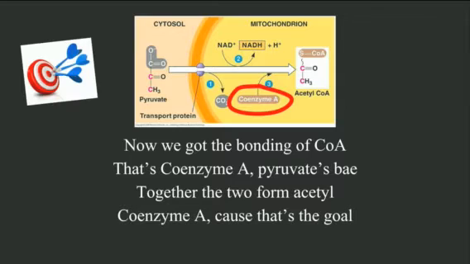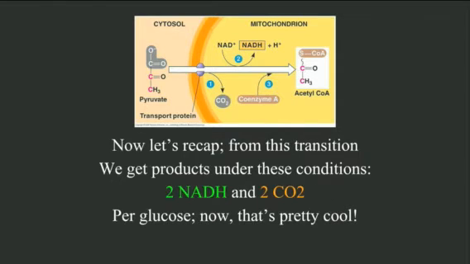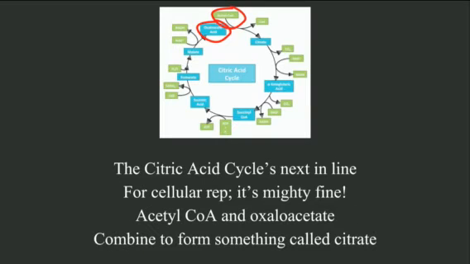Now we got the bonding of CoA, that's coenzyme A, to pyruvate's B. Together the 2 form acetyl coenzyme A, cause that's the goal. Now let's recap from this transition. We get products under these conditions: 2 NADH and 2 CO2 per glucose. Now that's pretty cool. The citric acid cycle's next in line. For cellular rep, it's mighty fine.